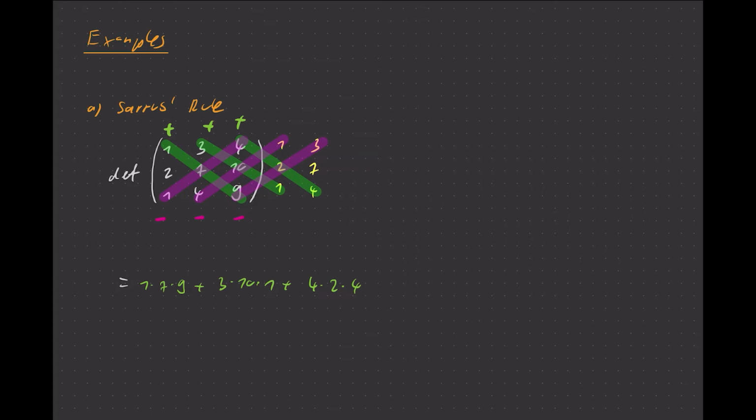Then for the negative parts, we have 1, 7, and 4. So this is minus 1 times 7 times 4. Here's 4, 10, and 1. So minus 4 times 10 times 1. And last but not least, 9, 2, and 3. So minus 9 times 2 times 3.